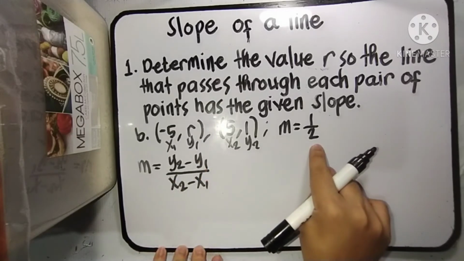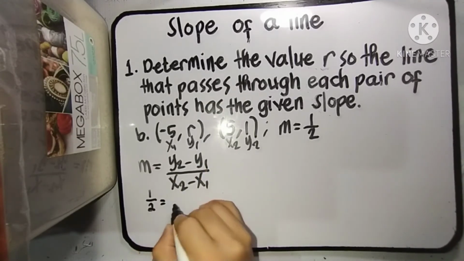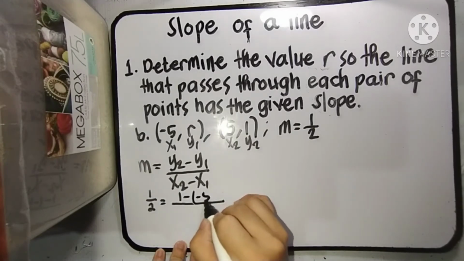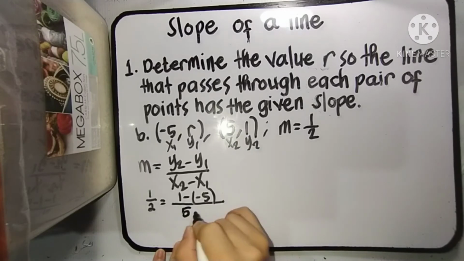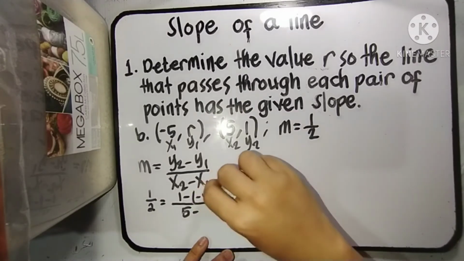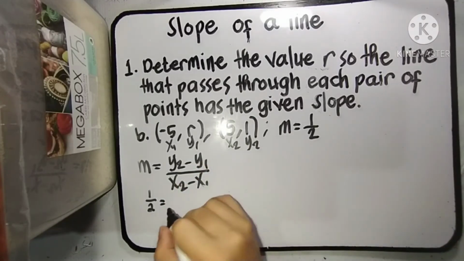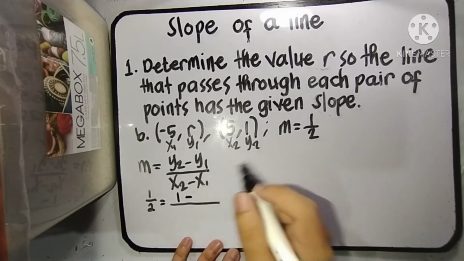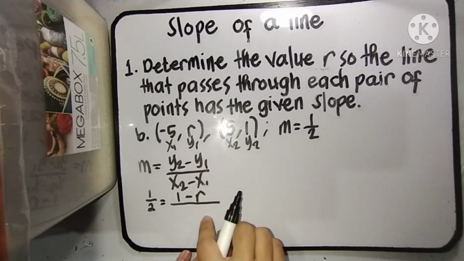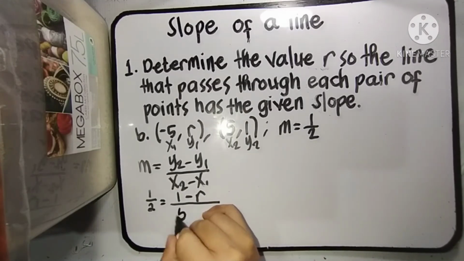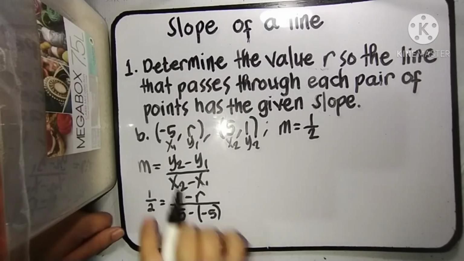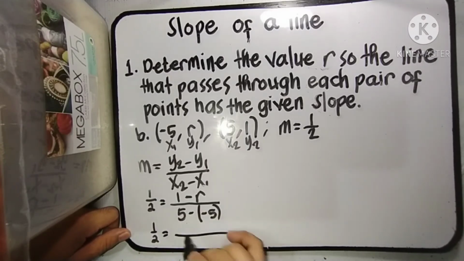Now the value of our m, or the slope, is equal to 1/2. So, we have 1/2 which is equal to y sub 2 minus y sub 1. Y sub 2 is 1, minus y sub 1 which is r. Then the denominator, we have x sub 2 minus x sub 1. Our x sub 2 is 5, minus x sub 1 which is negative 5. Then, operate. So we have 1/2 which is equal to 1 minus r.